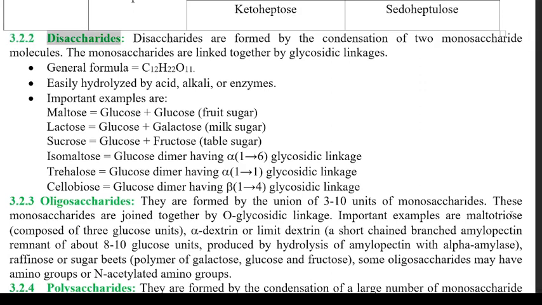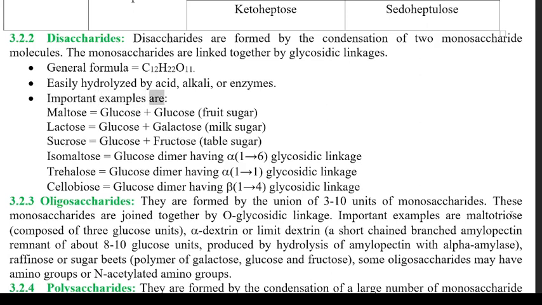3.2.2 Disaccharides. Disaccharides are formed by the condensation of 2 monosaccharide molecules. The monosaccharides are linked together by glycosidic linkages. The general formula equals C12H22O11. They are easily hydrolyzed by acid, alkali, or enzymes.